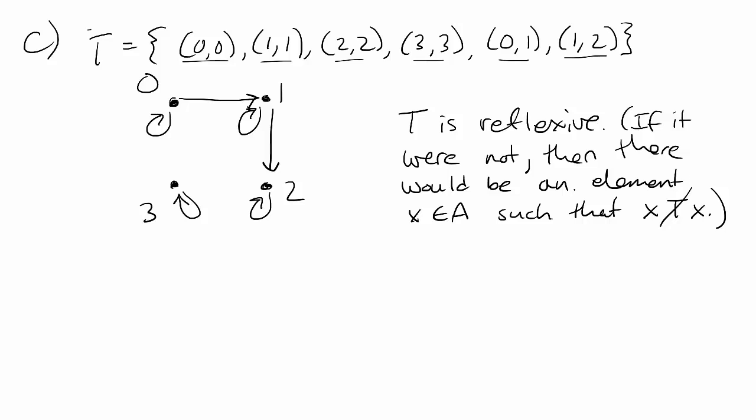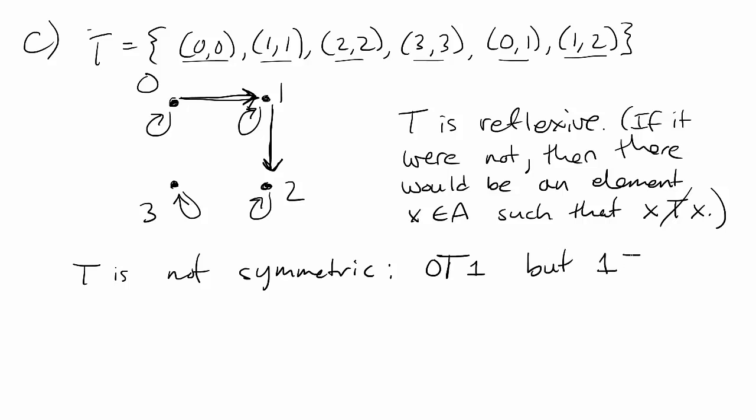And then, is it symmetric? No. Right? You can look right here. You've got 0 is related to 1, but 1 doesn't relate back to 0. Same thing over here, 1 goes to 2, 2 doesn't go back to 1. So T is not symmetric. And our example is 0 is related to 1, but 1 is not related to 0 by the relation T.